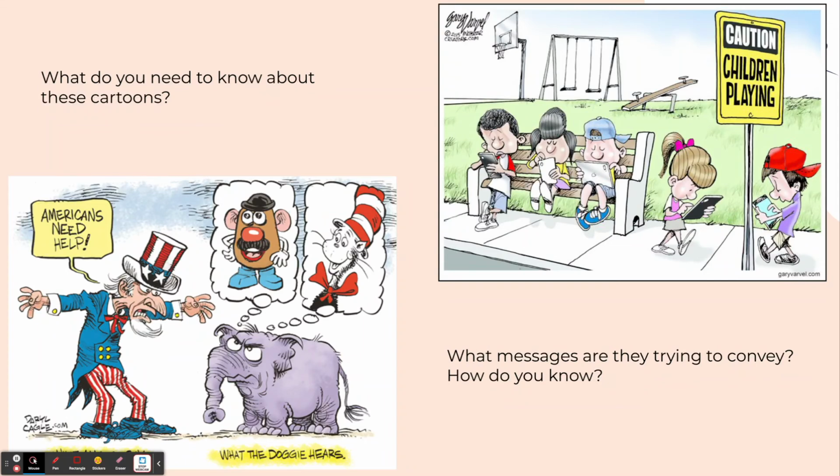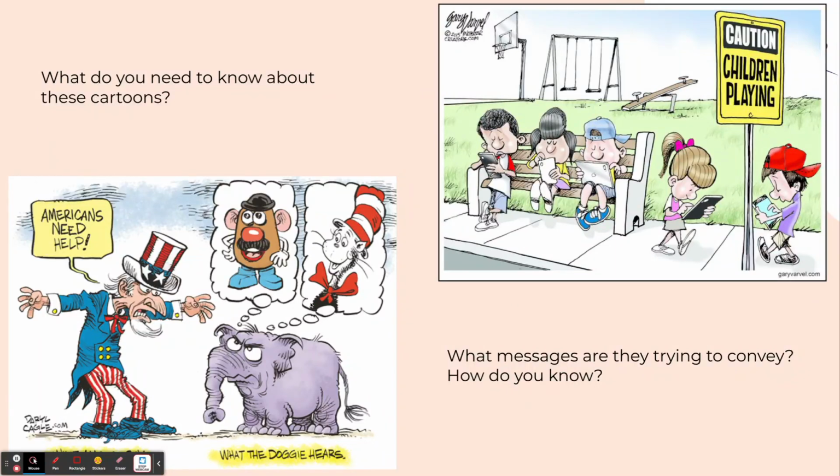Who is Gary Varvel? Who is Daryl Cagle? What other images do they create? What platforms do they publish their works in? Because all of that matters. There's some context and exigence, and then I need to make that conclusion of what are they trying to convey, and how do I know? And when I'm doing that research about them, am I finding those solutions?